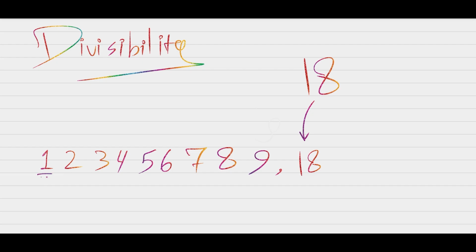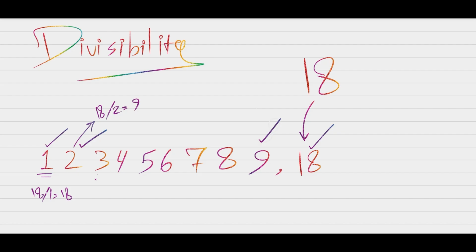Can 18 be divided by 1? Yep, 18 divided by 1 equals 18. So this means 18 is divisible by 1 and by 18 itself. Moving along, can 18 be divided by 2? Yep, 18 divided by 2 will be equal to 9. So again, this also means that 18 is divisible by 9 and 2.